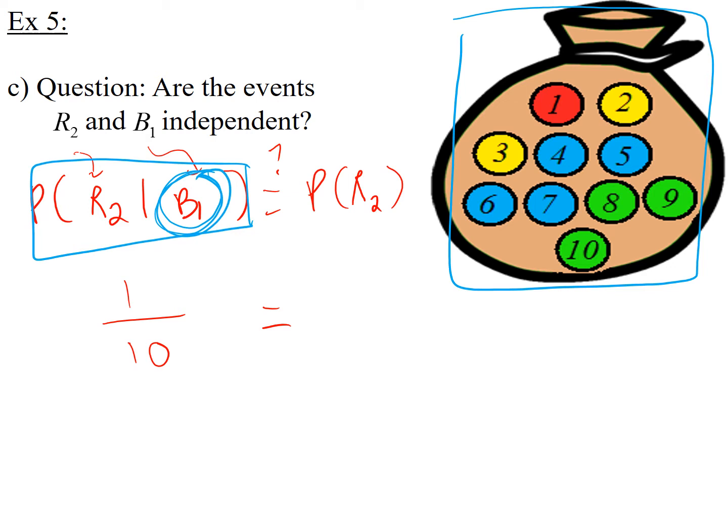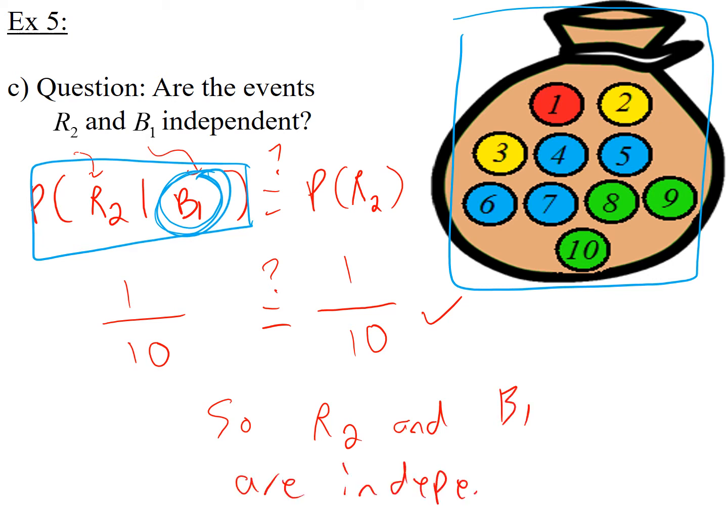Okay, and then the second probability here says, what's the probability you draw red the second time? And irrelevant of what happened the first time, and you already realized that it is irrelevant what happened the first time anyway, because you put it back in. This is also 1 out of 10. You can see they're equal. So they are equal, so R2 and B1 are independent.